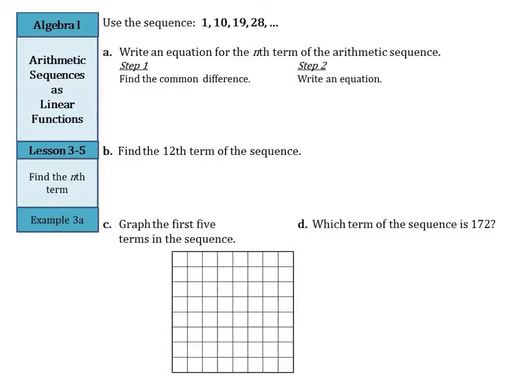So we have quite a few steps in this problem. We're going to use the sequence 1, 10, 19, 28, and we're going to try to write an equation for the nth term of this arithmetic sequence. Our first step in this is to find the common difference. So when we look at the numbers 1, 10, 19, 28, the common difference between these is plus 9.